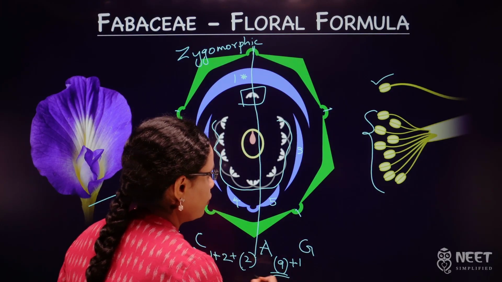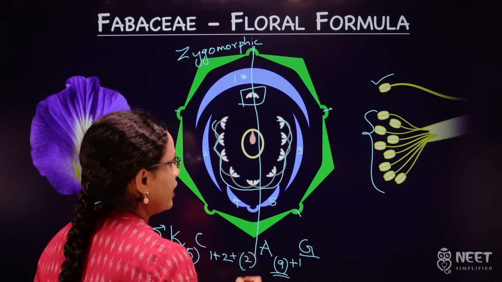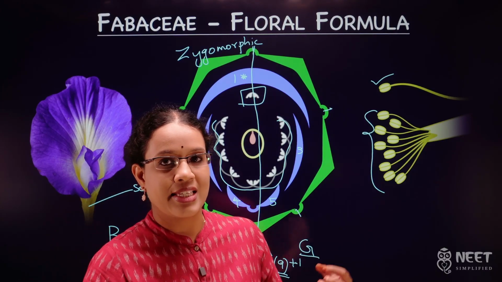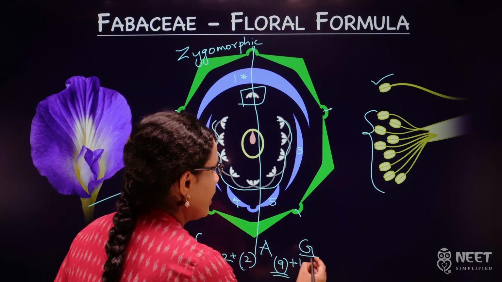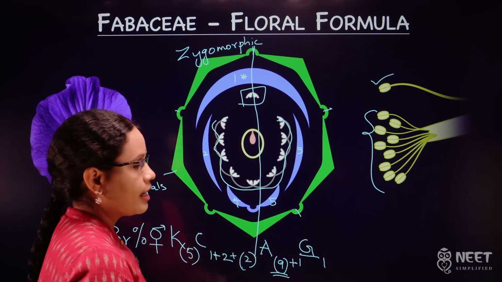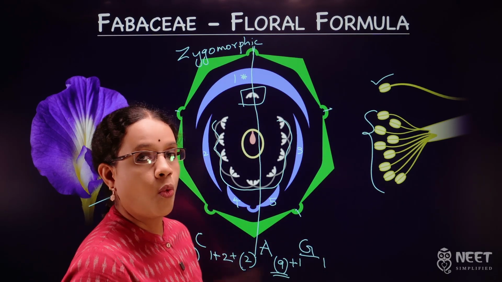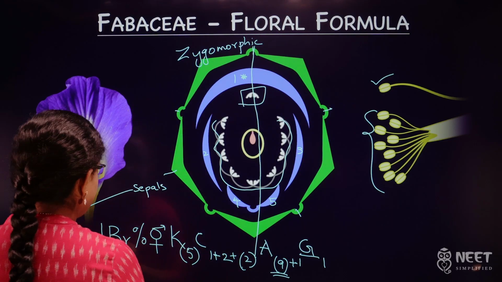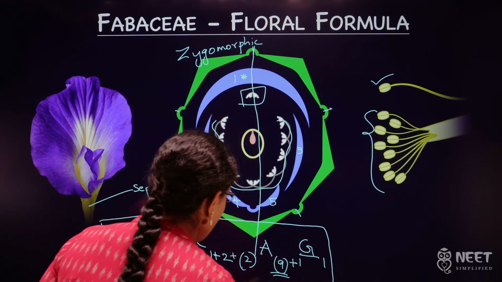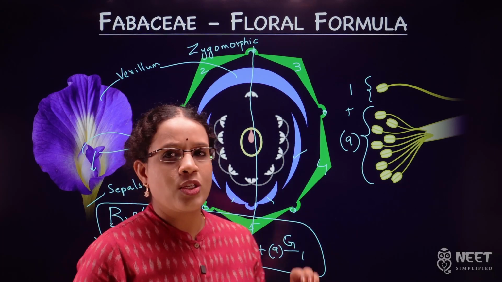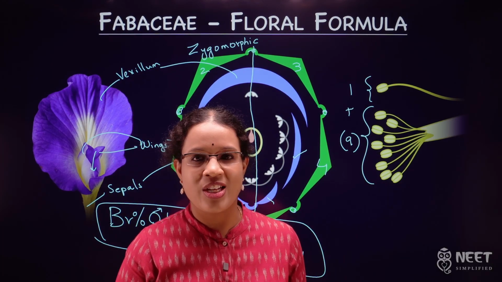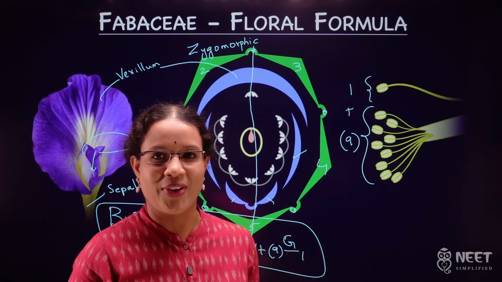Coming to the ovary, it is a superior ovary. That means you will see the remaining floral organs arising beneath the ovary. And it is containing a single carpel. So we are going to write 1 indicating it is a monocarpellary ovary. So that's it. That's our floral formula. Now let us very quickly answer a few tricky questions. So let's challenge ourselves on how much we understood about this concept.